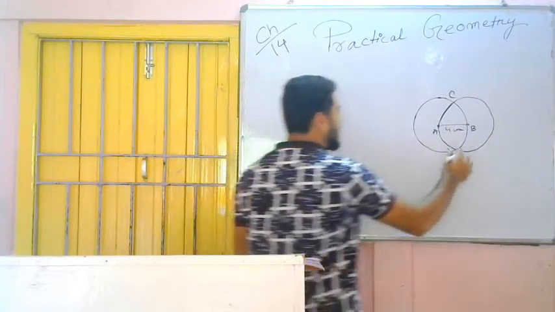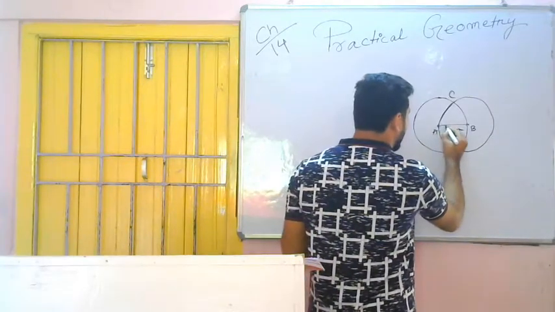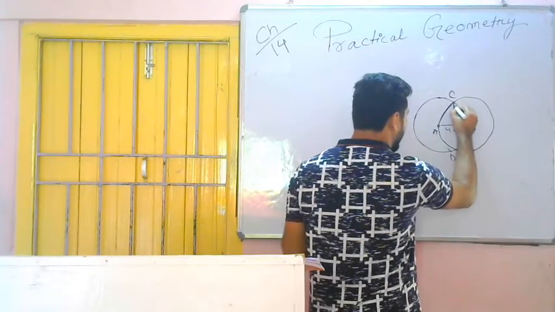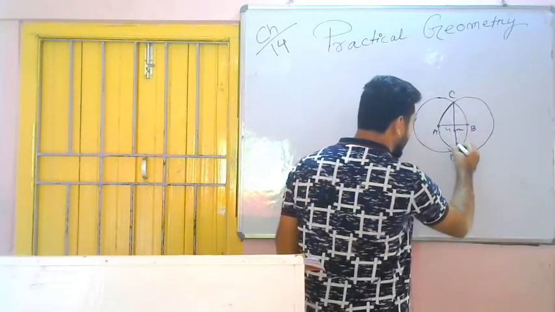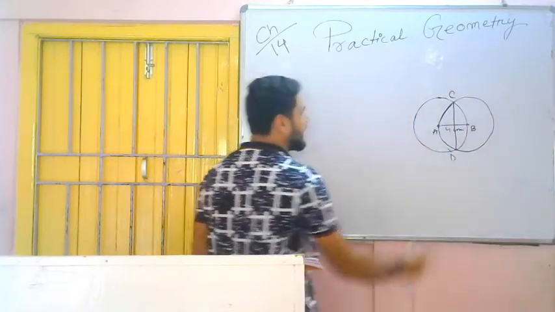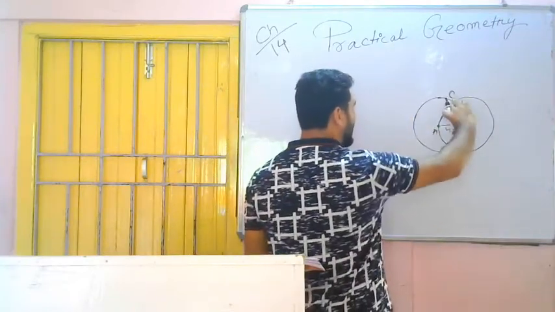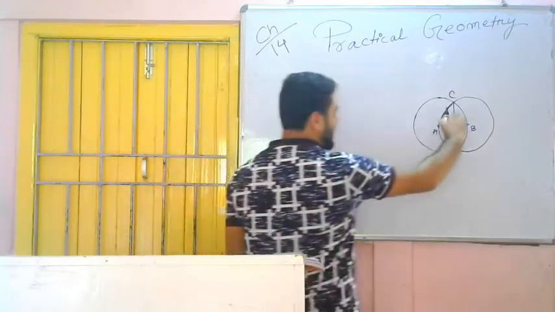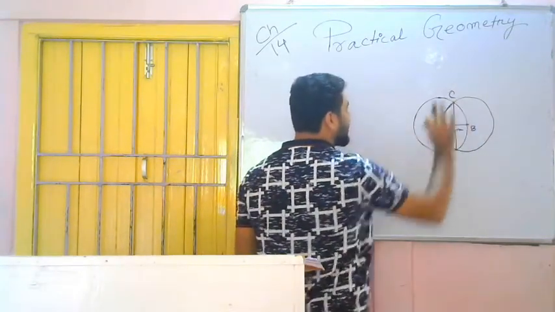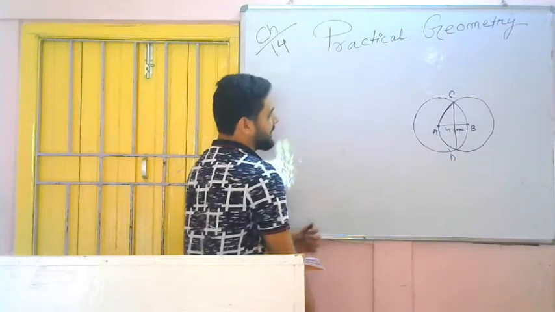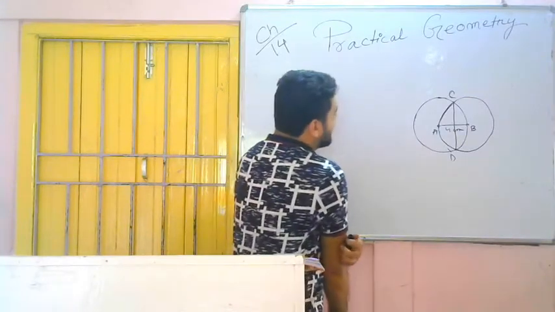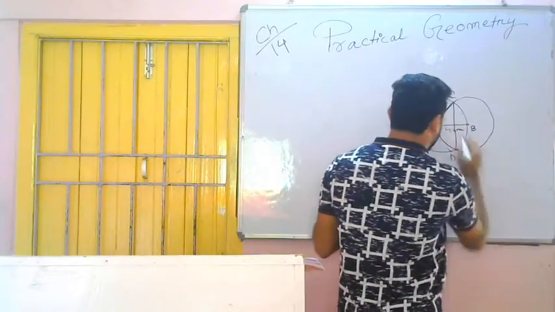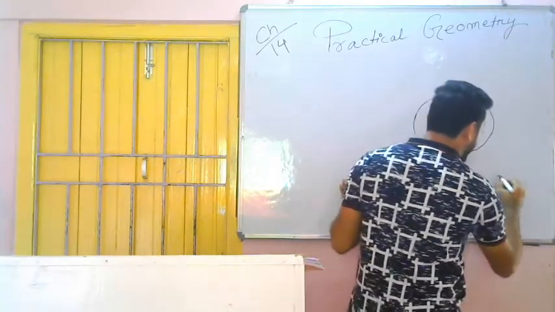Now see, if I join C and D, then you see AB is perpendicular to CD. You can see from the figure also AB is perpendicular to CD.